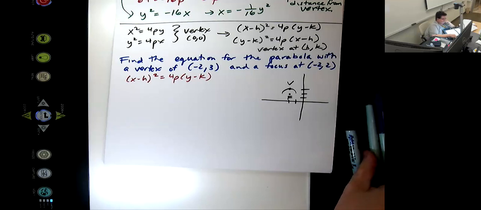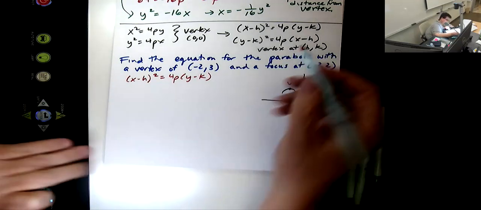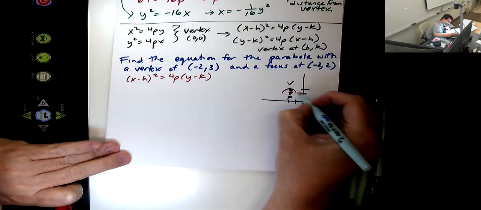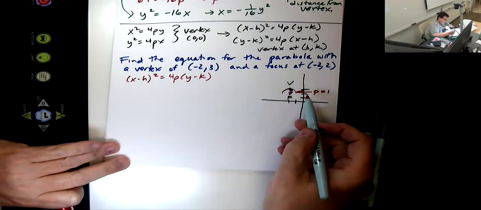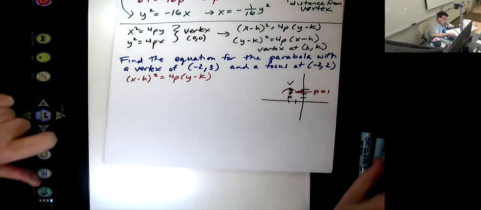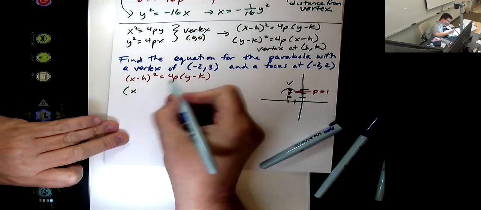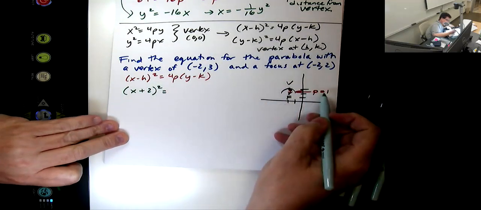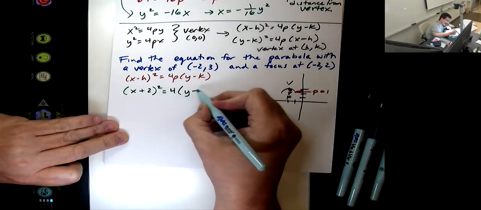What's p here? Looks like a 1, right? Yeah. That distance right there, that's my distance p, it looks like 1. So we've got p equals 1 and we have our vertex. Let's just plug in our values. x minus -2 turns into x plus 2. 4p is 4 times 1 is 4. y minus k is y minus 3.